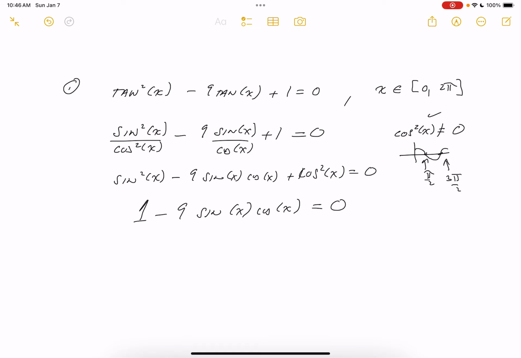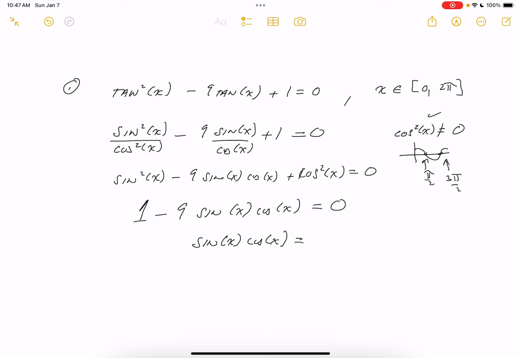All right, now that might seem problematic to you, but it's not that problematic. I'm going to get this to look like something I can solve. So really what I'm doing, I'm going to try to solve for sine x cosine x, and what I do is I subtract 1 from both sides and divide by 9, and I would get 1/9.